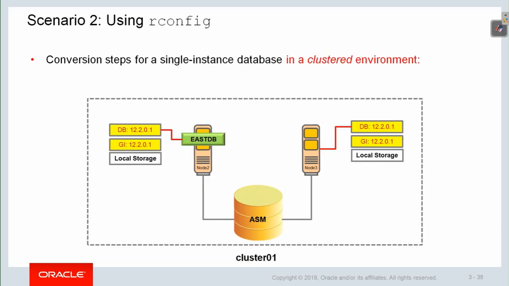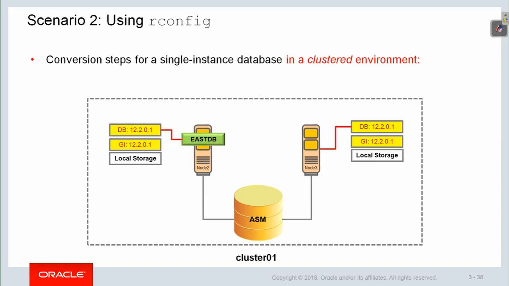Now we have a second scenario. This time, my single instance database is already running out of a clustered environment. I already have a cluster. If you remember, if you have a clustered environment, you install the RAC database software, and using DBCA, you can create a single instance database, RAC One Node database, and RAC database. This is an example of a single instance database. Can I convert it to a RAC database?